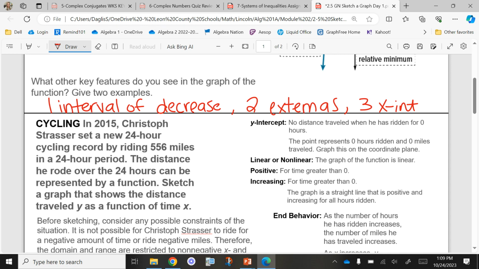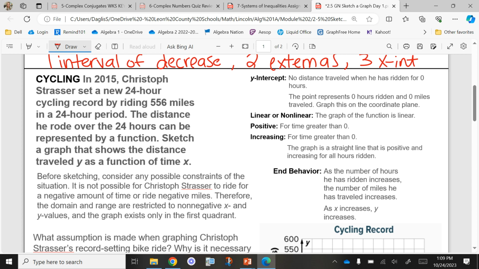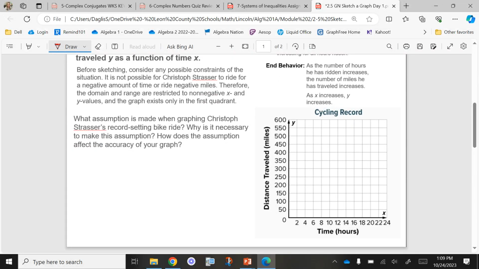So we are given lots of information about this. What does it want us to know? Before sketching, consider any possible constraints. If we're talking about time and distance when riding a bike, can we have negative time? No, we can't have negative time. Are we going to have negative distance if he's traveling the entire time? No. So that's why the graph you see down here is only in the positives. Technically, that's the first quadrant, which is all of our positive x's and all of our positive y's. So that's what a constraint is: what is not allowed to happen.